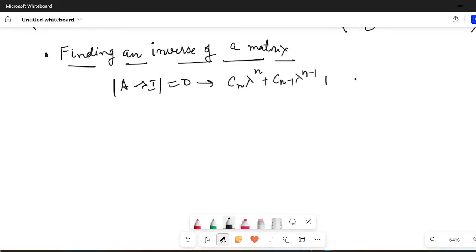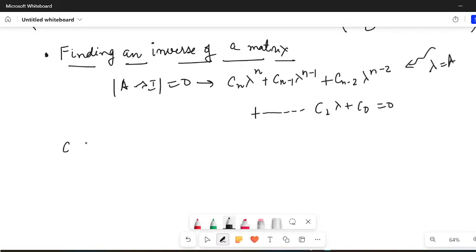Let us say Cn minus 2 lambda raised to power n minus 2 and so on, and at the end you are getting C1 lambda, and then you are getting C naught. Let us say this is your characteristic equation. As I told you, this characteristic equation is satisfied if I replace lambda by A. So if I replace lambda by A, then this characteristic equation is also satisfied.